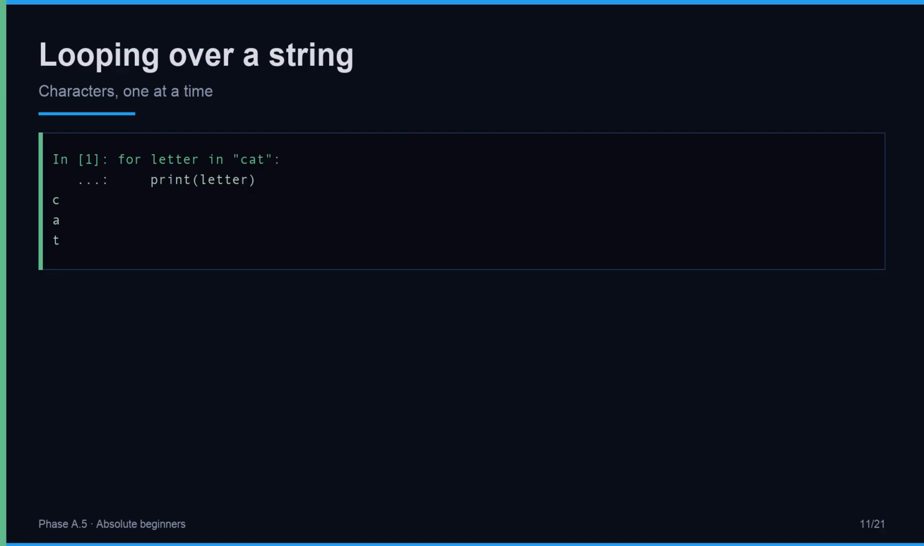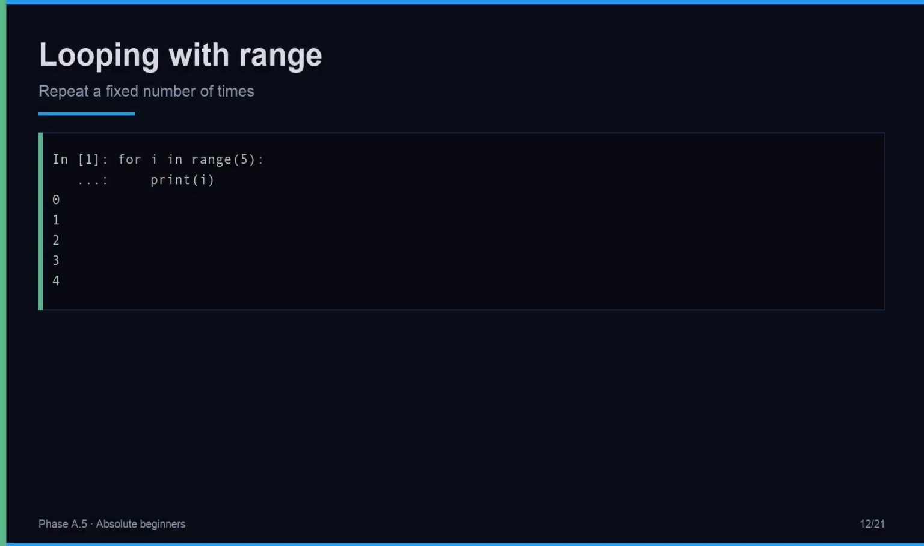Strings are collections too. Sometimes you do not have a collection ready, you just want to repeat something a fixed number of times. That is what range is for. For i in range(5), colon. range(5) produces the numbers 0, 1, 2, 3, 4, 5 numbers total, starting at 0. The loop variable i takes each value in turn. The body prints i. You see 0, 1, 2, 3, 4. Notice that range(5) gives you 5 numbers but stops before 5 itself. Counting starts at 0. Range stops before n.